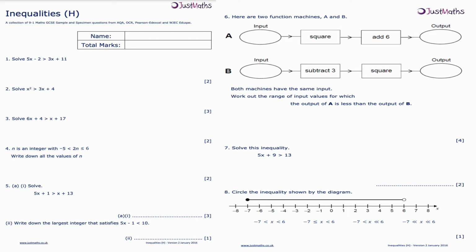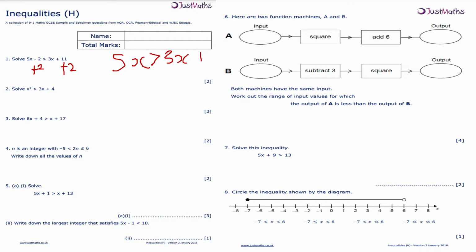This is question number 1. Solve this inequality. 5x minus 2 is greater than 3x plus 11. So step 1 is to add 2 to both sides. Whatever I do to one side of my inequality, I must do the same to the other. So I get 5x is greater than 3x plus 13, because the minus 2 plus 2 goes to 0.